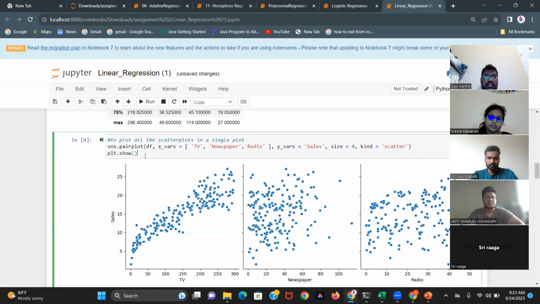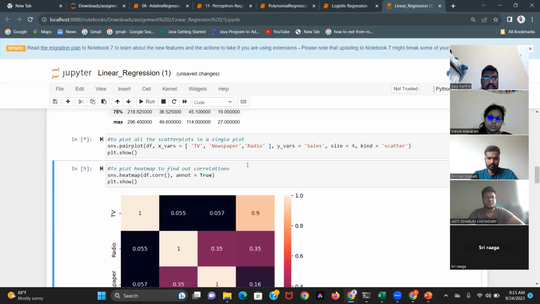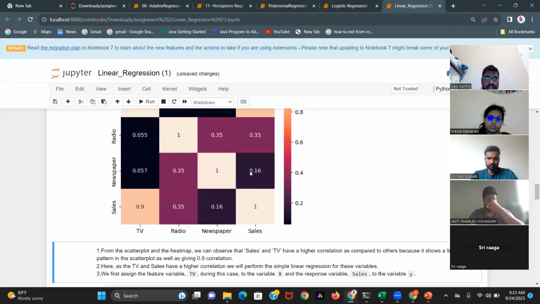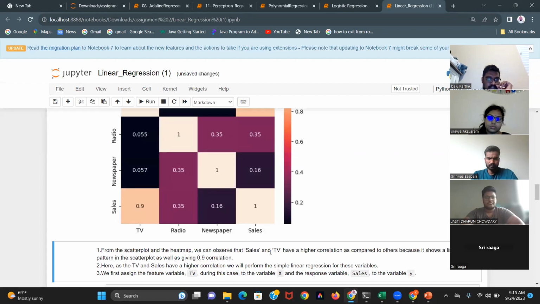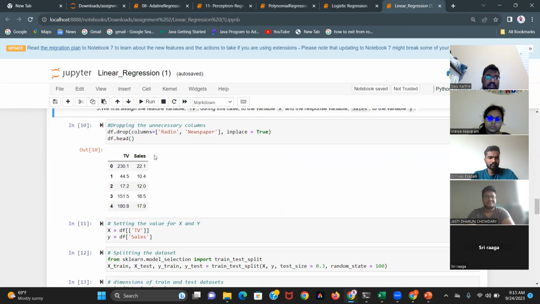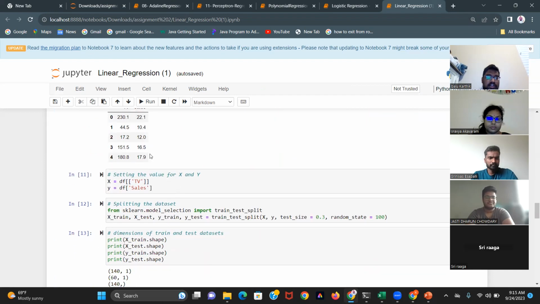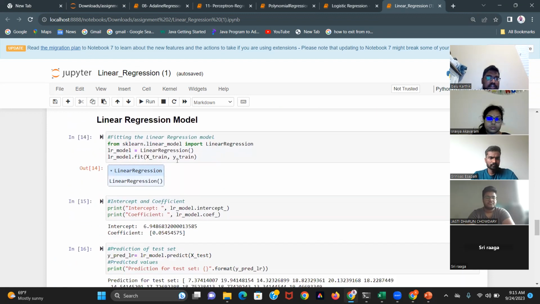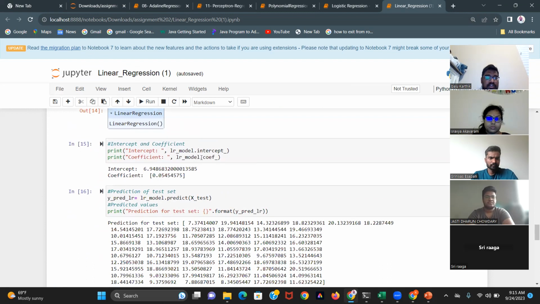And these are the scatter plots in a single plot for the dataset, and this is the correlation of the dataset. From this heat map, we can see that sales and TV have a higher correlation, among other things. So we drop unnecessary columns here. We don't need unnecessary columns so that we get a good model. Then we fit the linear regression model and obtain the intercept and coefficients.